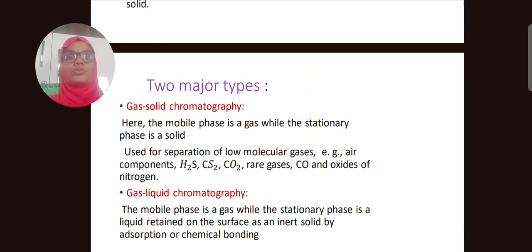oxides of nitrogen. So next, gas liquid chromatography. The mobile phase is a gas while the stationary phase is a liquid retained on the surface of an inert solid by adsorption or chemical bonding.